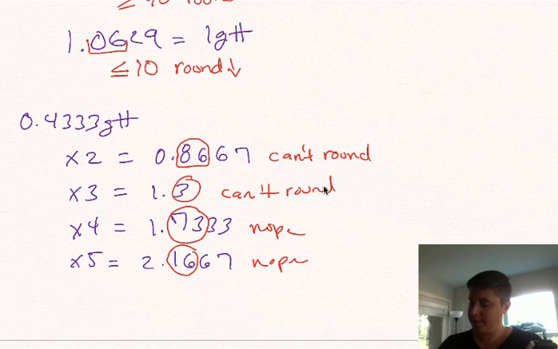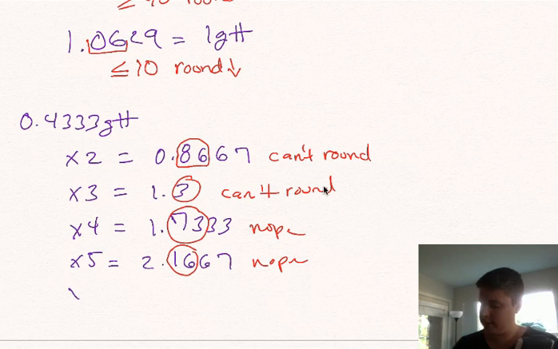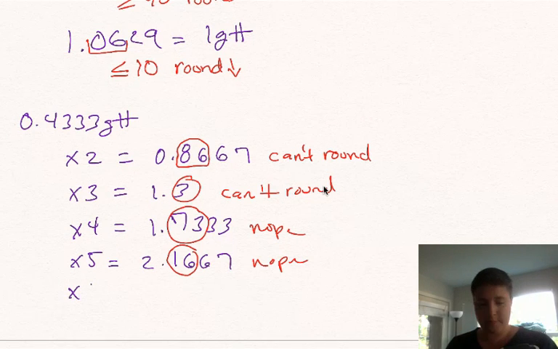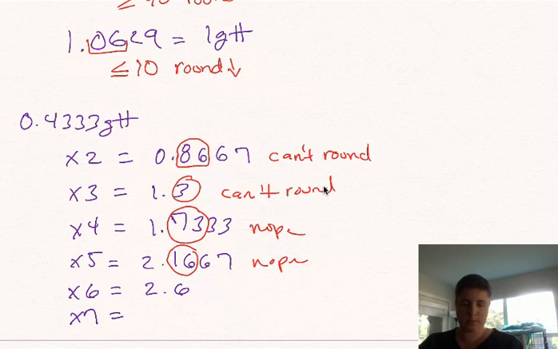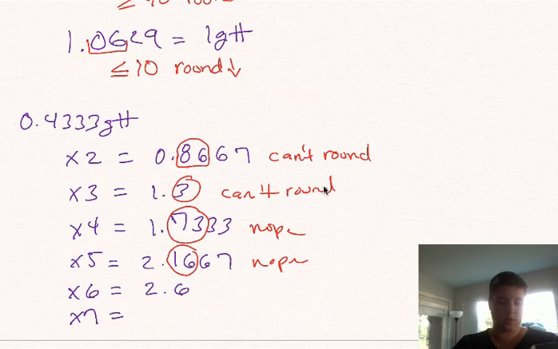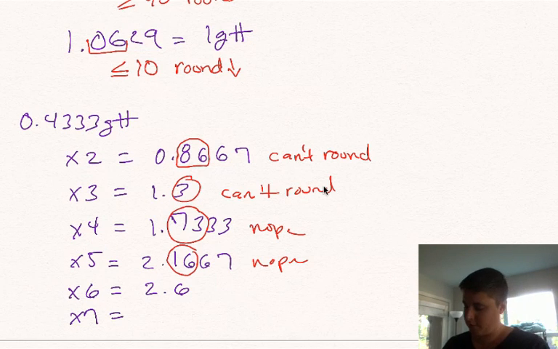All right. Let's divide by 5. Let's times it by 6. Oh, man. This is a long one. I picked the ugly one they gave us. 2.6. Again, nope. I'm just going to keep going. Divide by 7. I think we're almost there. Oh, no. There it is. I knew we were almost there.